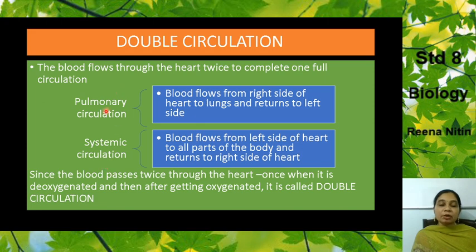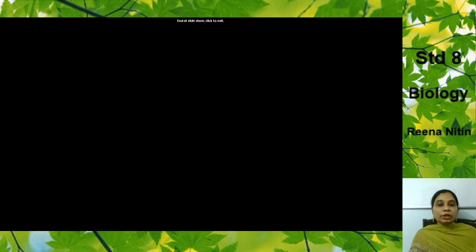You can be asked what is pulmonary circulation, what is systemic circulation, or why the circulation in the human body is known as double circulation.